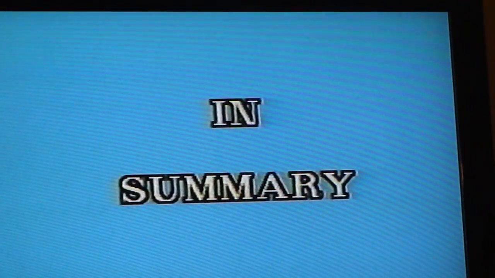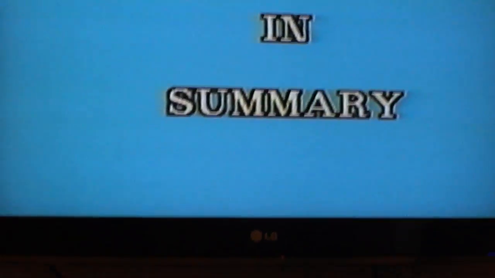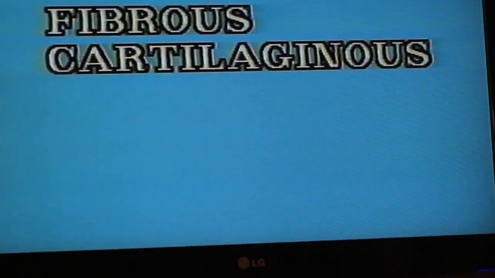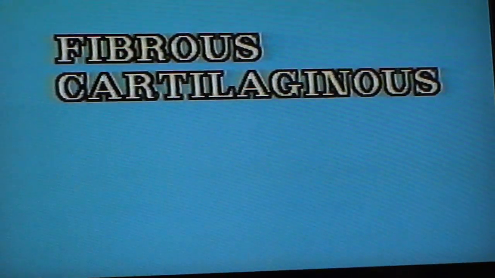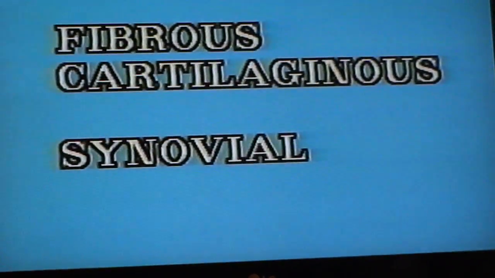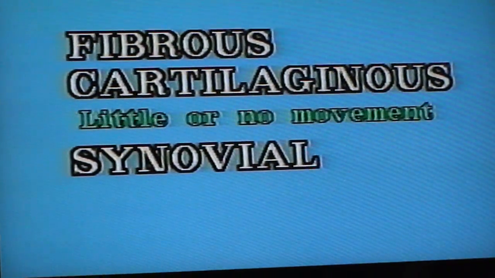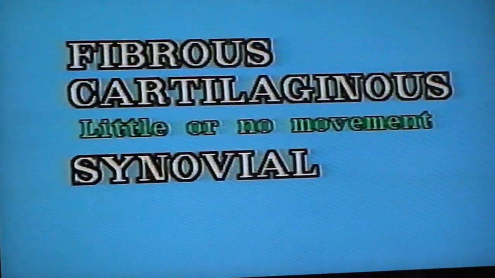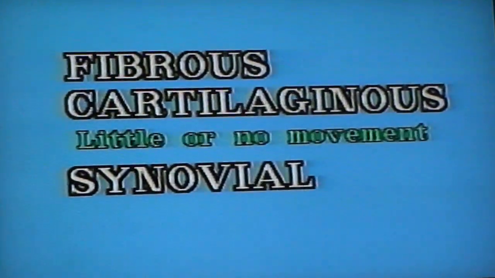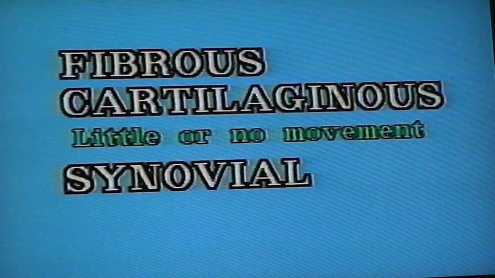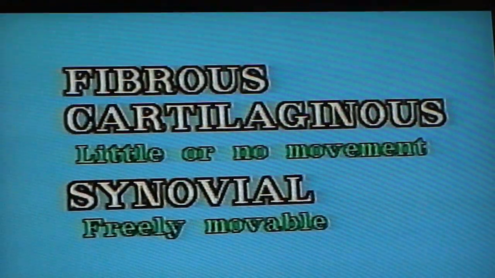In summary, articulations or joints may be classified on a morphological basis as being one of fibrous, cartilaginous, or synovial. Fibrous and cartilaginous joints permit either a slight degree of movement or no movement at all, depending upon the structure of the particular joint. On the other hand, synovial joints are usually freely movable.